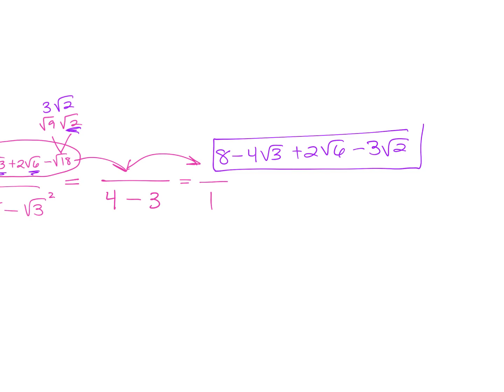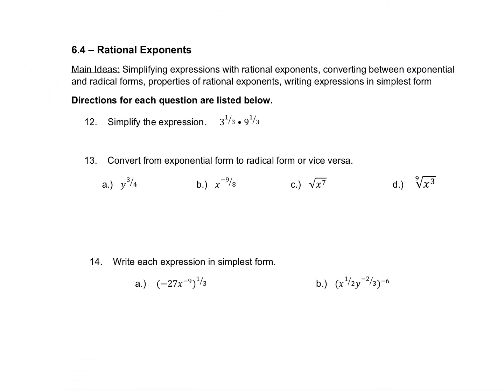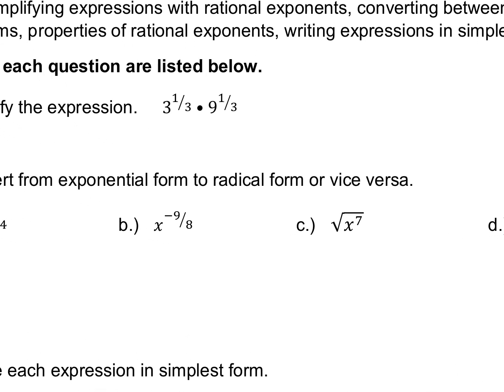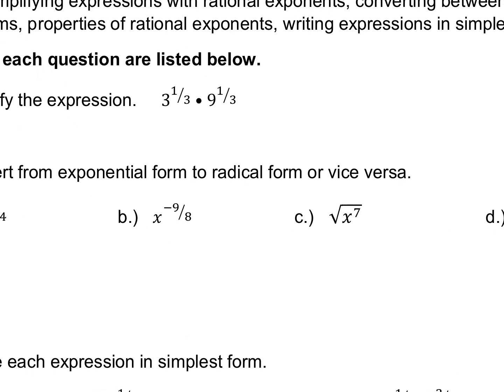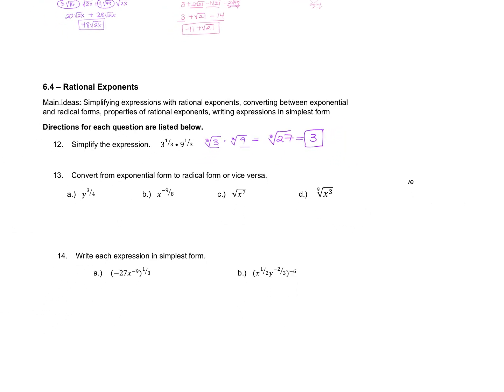All right. Okay, home stretch, 6-4. So this number 12, we're going to just simplify this expression: 3 to the 1/3 times 9 to the 1/3. We're going to think of that as the cube root of 3 times the cube root of 9. Well, if you multiply these, you get the cube root of 27, and the cube root of 27 is 3. Remember, cube root in your calculator is math 4. You're welcome to plug that into your calculator if you can't remember it.